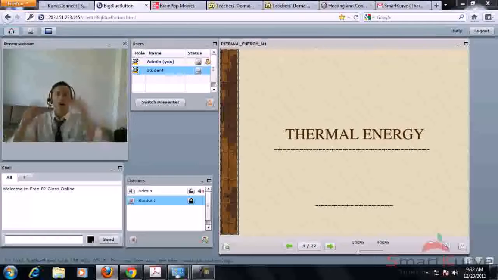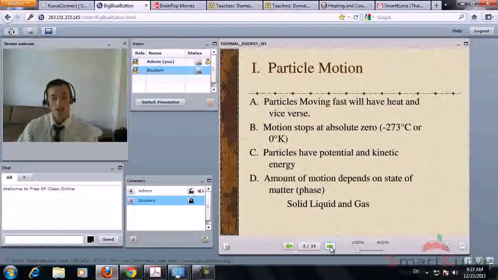All right, hello everyone. Today we're going to do a lesson on thermal energy. So if you're with me on the PowerPoint slide, let's go on to slide 2. We're going to start with the idea of particle motion.